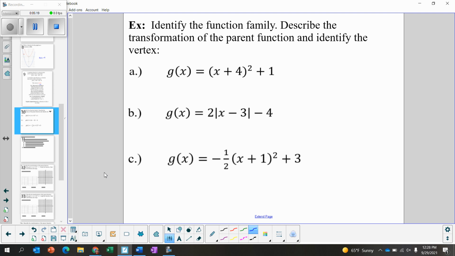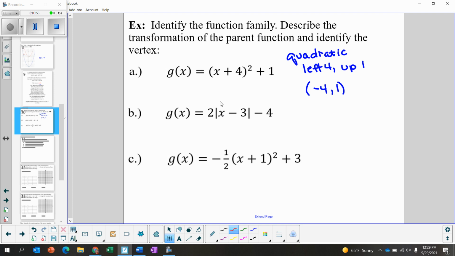All right, so for each of these, we're going to identify the function family, describe the transformation, and identify the vertex. So this has a squared, so this is a quadratic. We can see that it moved +4 inside, which is really 4 to the left. And the +1 outside means up 1, which means that my vertex is going to be -4, +1.